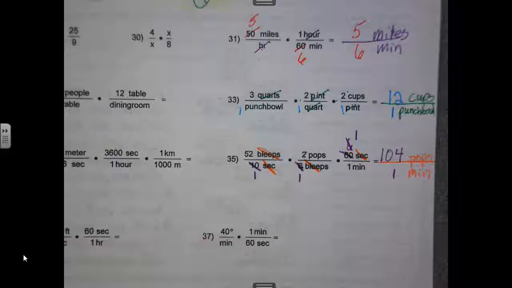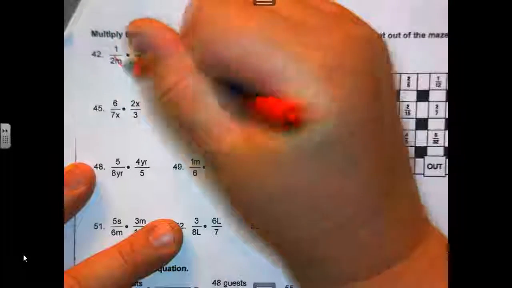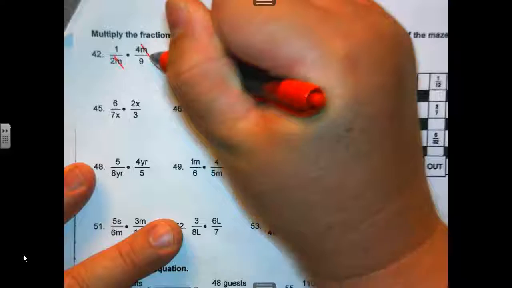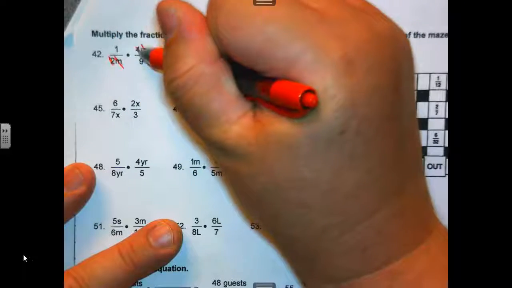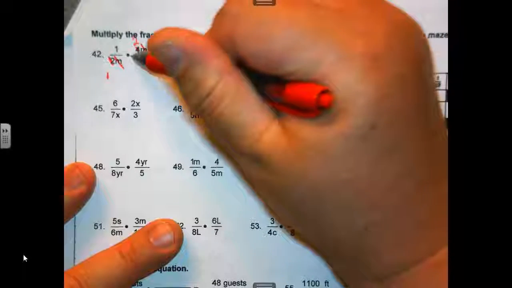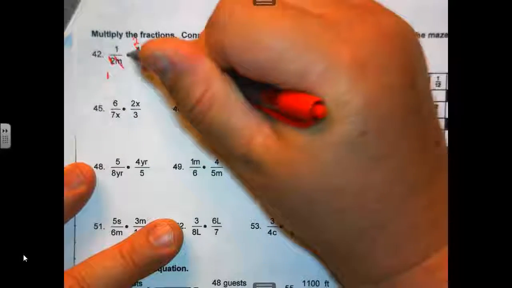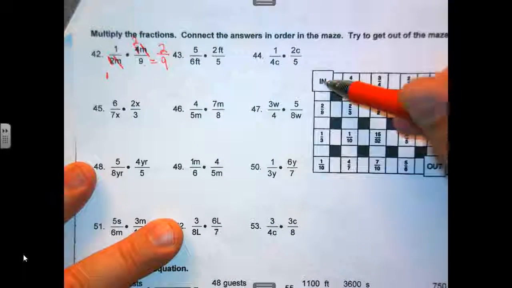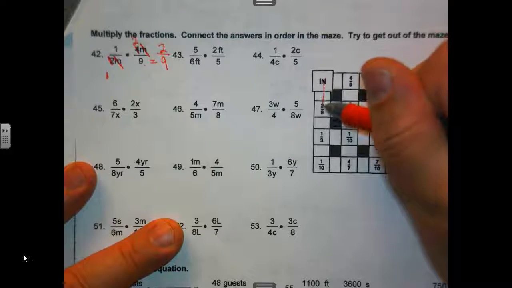Okay, turn the page, as Bob Seger would say. 42 through 53 is your puzzle. I will do the first one for you. Let's see, 42, I can cancel out my M's. 2 goes into 4 twice. 2 goes into 2 once. 1 times 2 is 2. 1 times 9 is 9. So I start here, and I'm going to go to 2 9s.